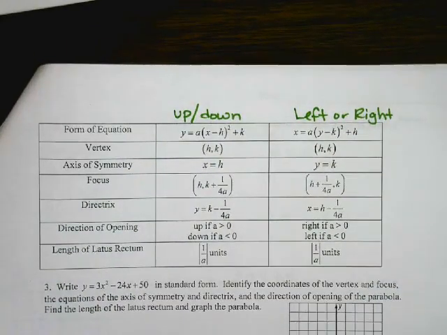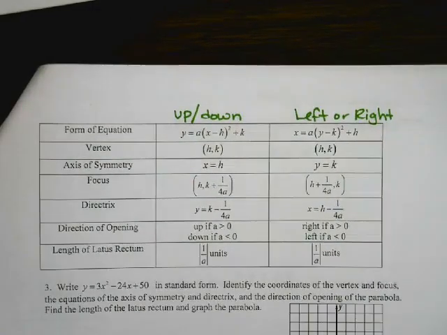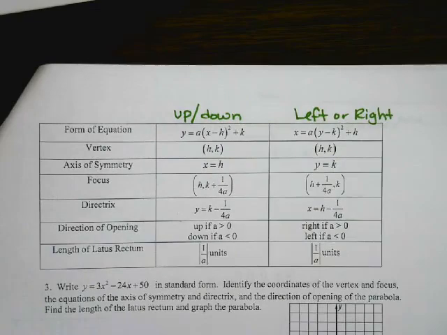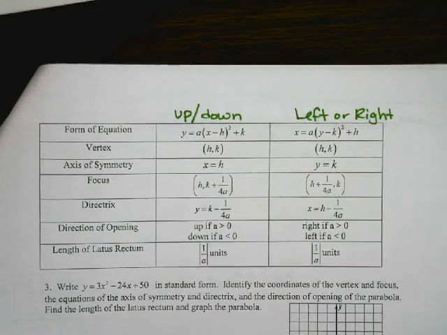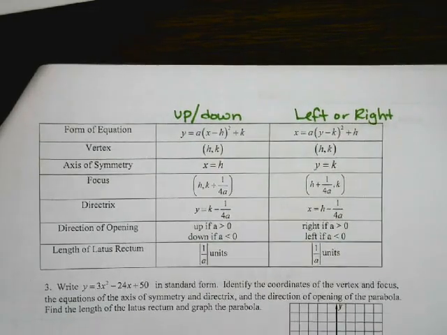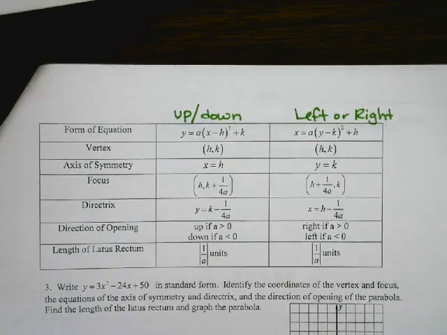Okay, so number 3 there says, write y equals 3x squared minus 24x plus 50 in standard form. Identify the coordinates of the vertex and the focus, the equation of the axis of symmetry, the directrix, and the direction of opening for the parabola. Find the length of the latus rectum and then graph it. Holy cow, that sounds like a lot, right?